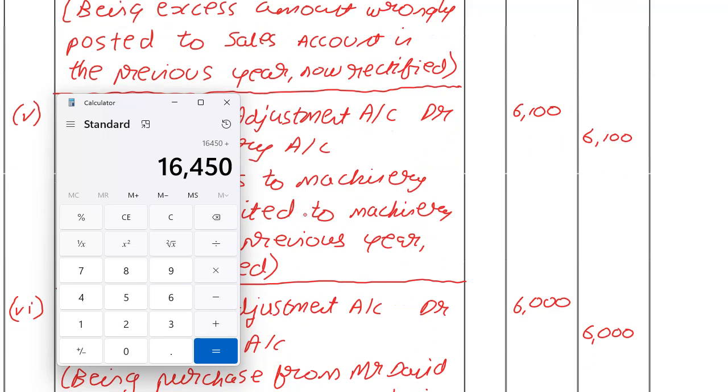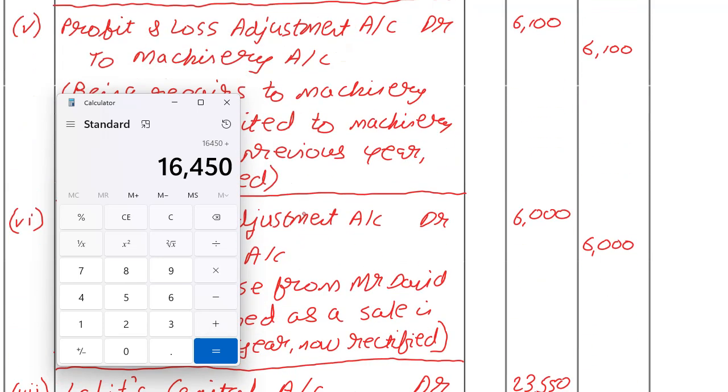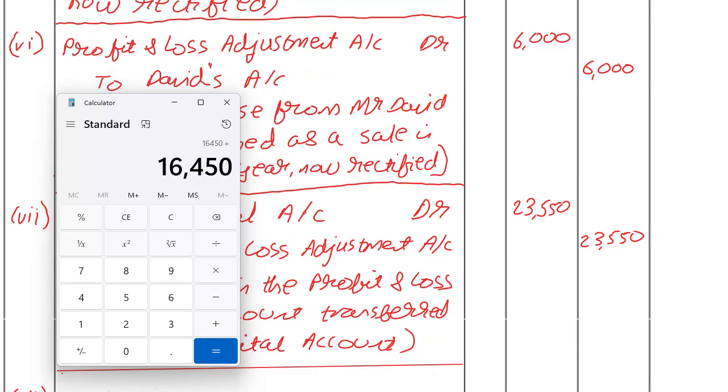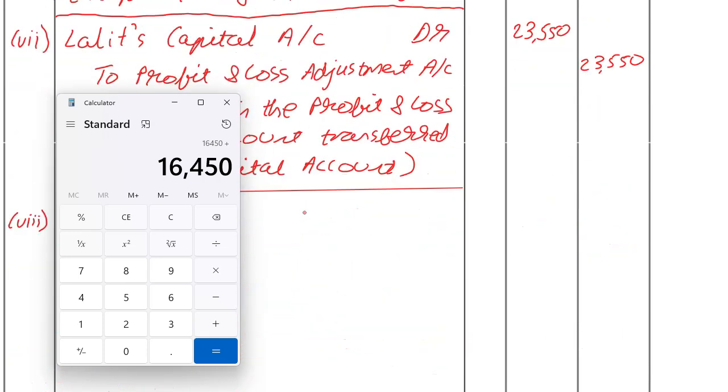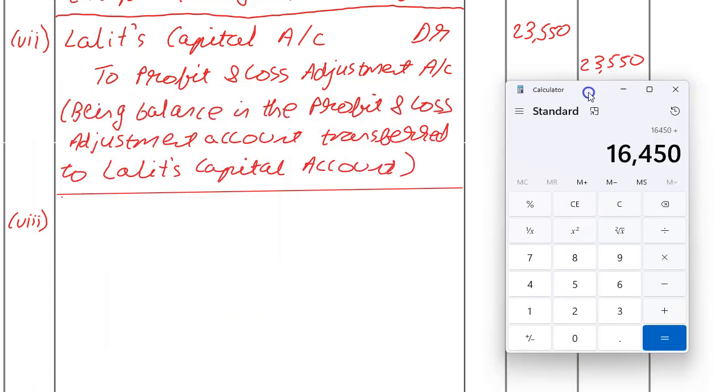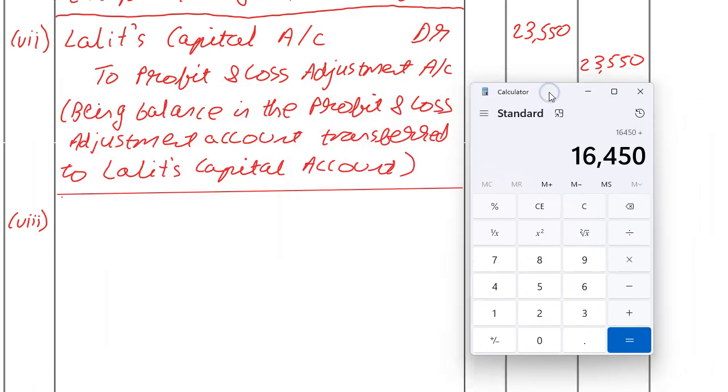Next we have no suspense account. Next we have no suspense account. Again, no suspense account. The suspense account balance is 16,450 credit. Now, if the suspense account has a credit balance of 16,450, if I want to make it zero, I must debit the suspense account. Who will I credit? Lalit's capital account.